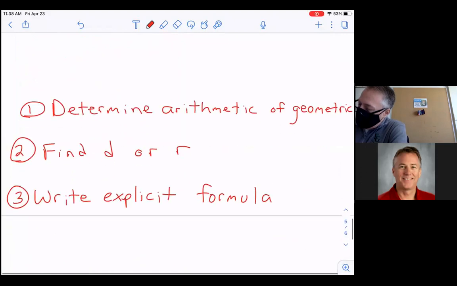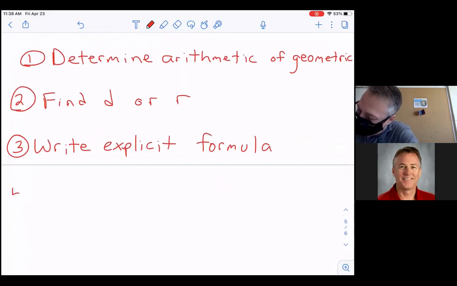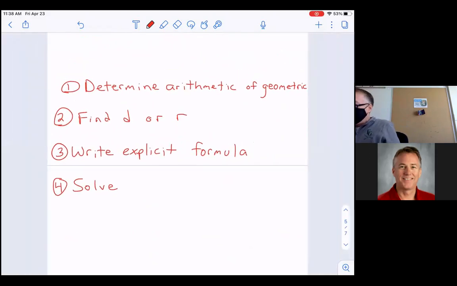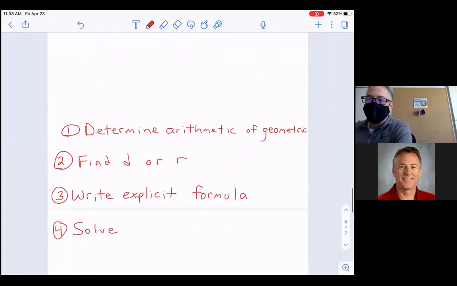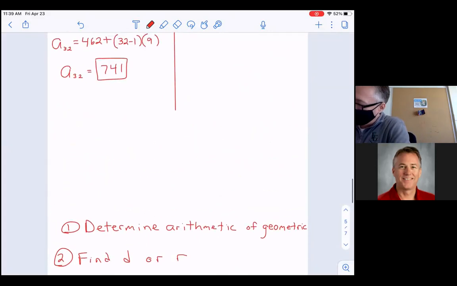And so I said there were 4 steps. The 4th step is just to solve, and that's what we did in our calculator, okay? So we want to determine if it's arithmetic or geometric. Then once we know that, you find either D or R. After we do that, we write the explicit formula, and then we just plug it into our calculator and solve. So let me try one last one. We'll do it together, and then I'll have you guys do some on your own, okay?